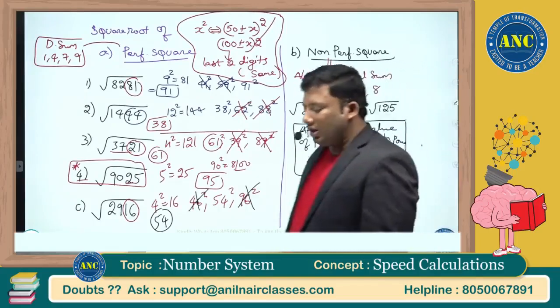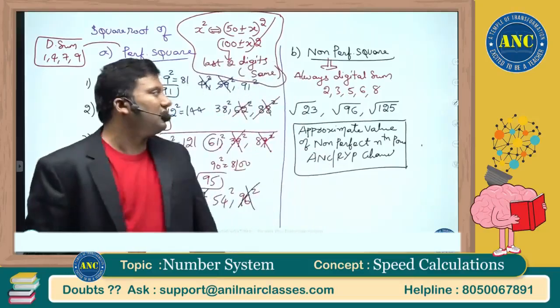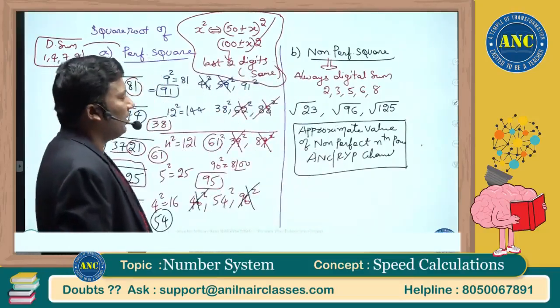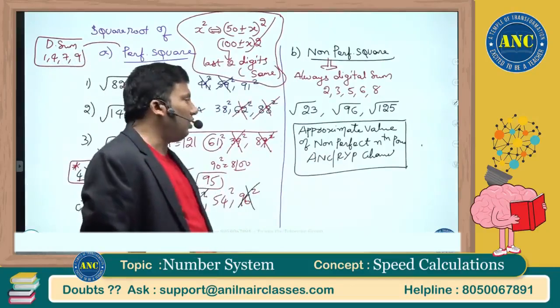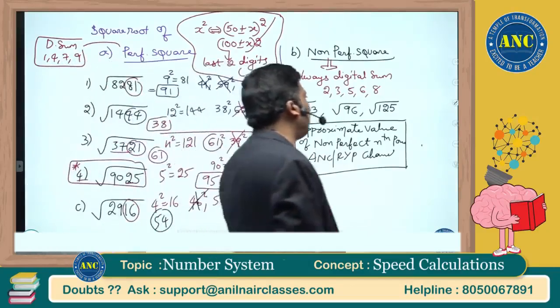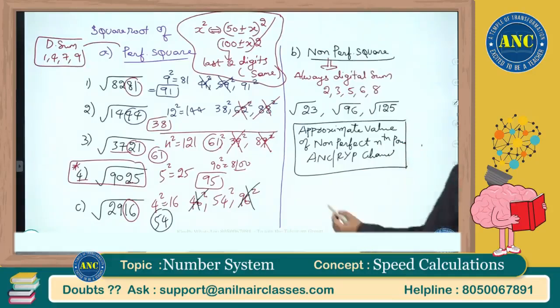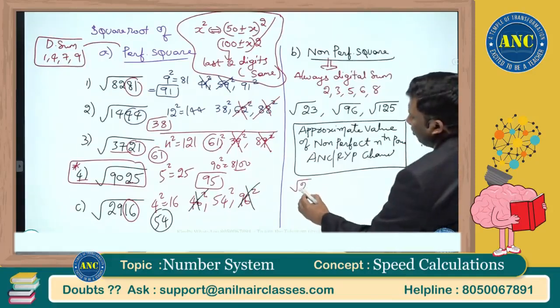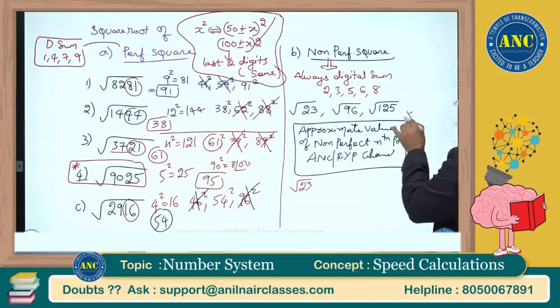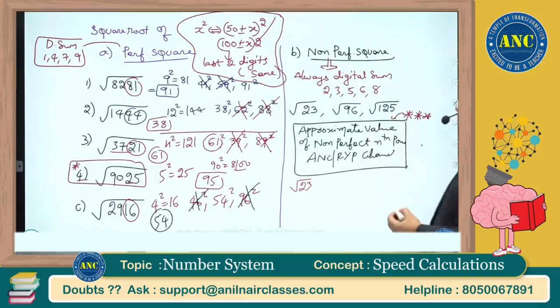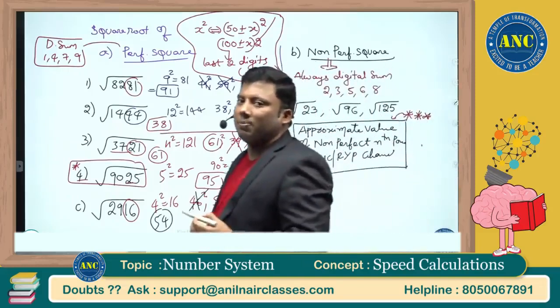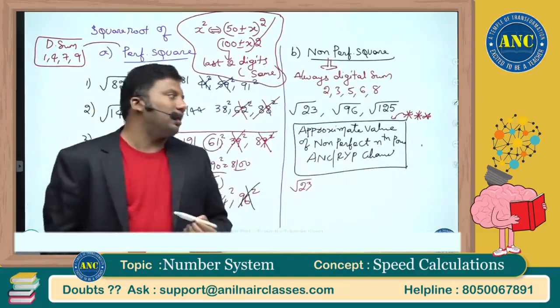Square root of 23, square root of 96 and square root of 125. Approximate value of a non-perfect nth power. How did I do it? It is a very simple logic. If it is root 23, please go back and check this video. Whenever you are going through this video, please pause it here, go back and check it on the ANC channel or the RYP channel, learn the concept and come back.